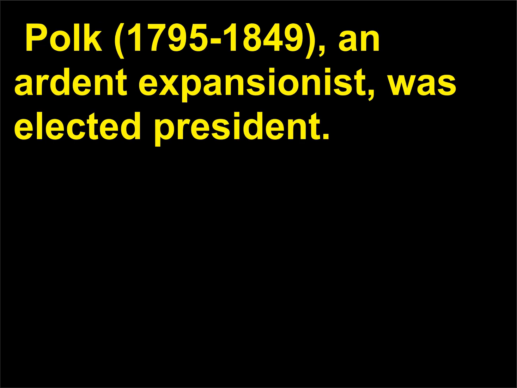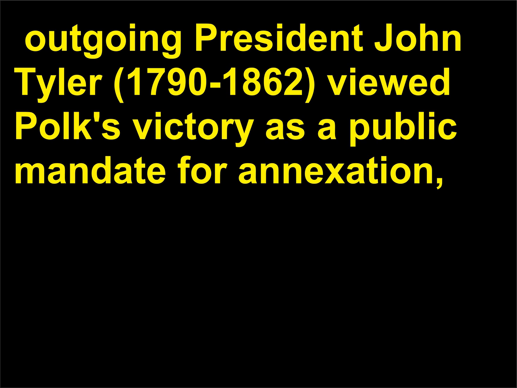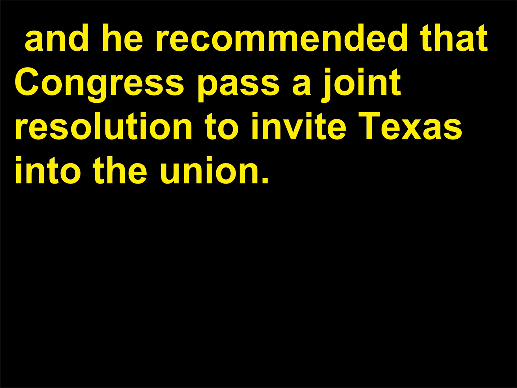But later that year, Democratic Party nominee James K. Polk, 1795–1849, an ardent expansionist, was elected president. Because the annexation of Texas had figured prominently in his campaign platform, outgoing President John Tyler, 1790–1862, viewed Polk's victory as a public mandate for annexation, and he recommended that Congress pass a joint resolution to invite Texas into the Union.